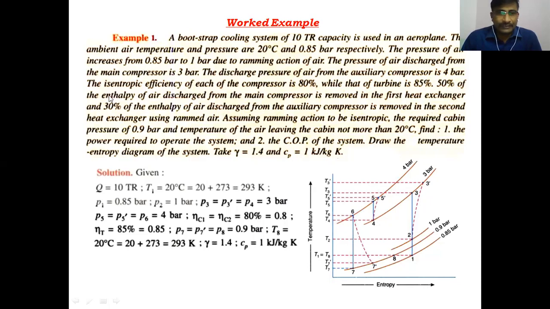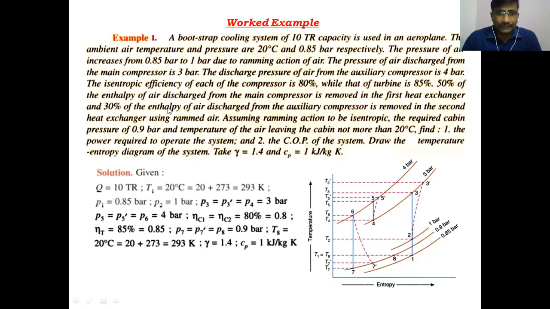And 50% of the enthalpy of air discharged from the main compressor. This is the main compressor. This is the enthalpy contained in the air at 3 dash. At this point, 50% of the enthalpy of the air discharged from the main compressor is removed in the first heat exchanger. In this heat exchanger, the heat is removed, 50% in the first heat exchanger from 3 dash to 4.